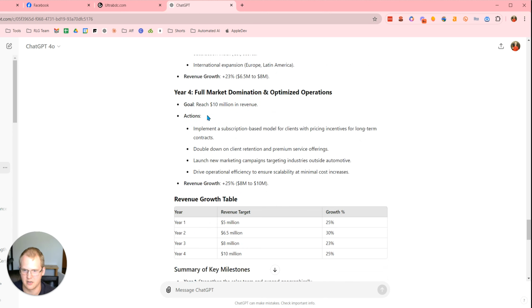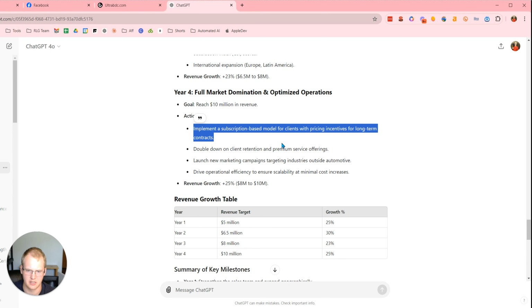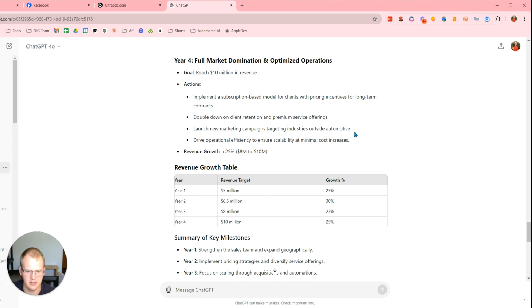Right? Year 4, full market domination and optimized operations. Implement a subscription-based model for clients with pricing incentives for long-term contracts. Then you figure out what those need to be, and you can literally say, okay, explain what would incentivize them, right? But right now in this chat, ChatGPT has an idea of who their ideal client is, has an idea of what they price, has an idea of what they would need to do at each level to move from $4 million to $10 million in sales.